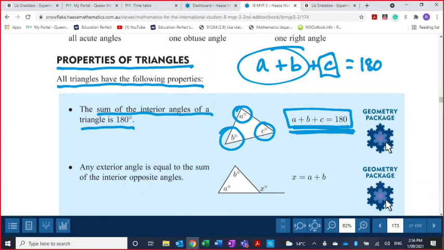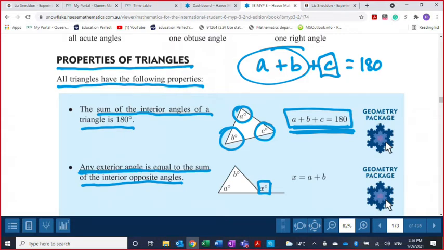Okay. Here's one that you'll see occasionally. Any exterior angle is equal to the sum of the interior opposite angles. Now write that down and then let's talk about what it means, because those are some strange words in there. All right, so let's look at what that looks like. So here, x, we don't know what x is. That's the angle we're looking for. But if you look at its location, it's on the outside of the triangle, right? And so that's why it's called an exterior angle.